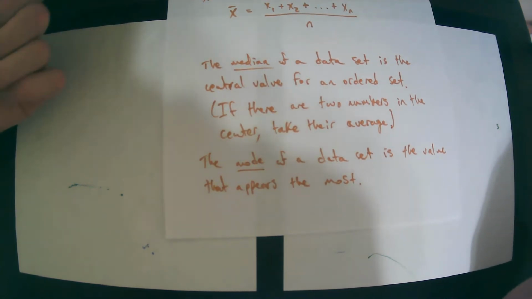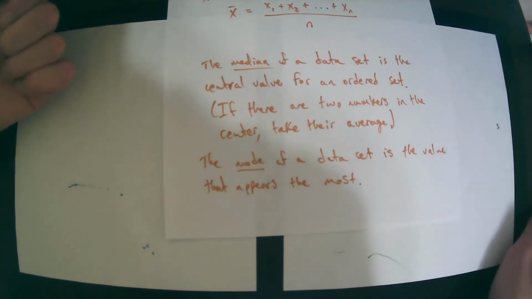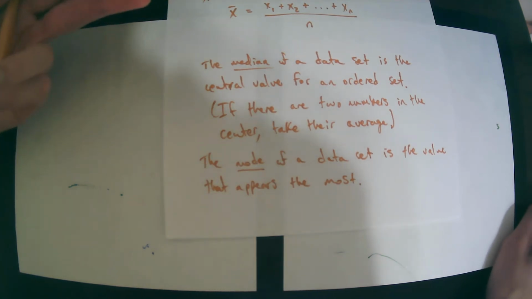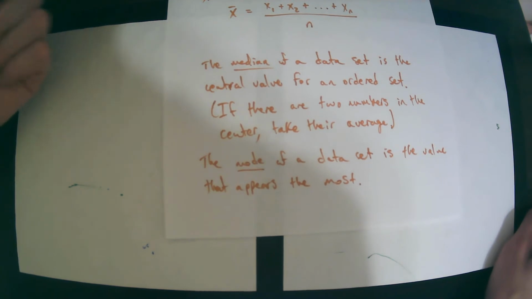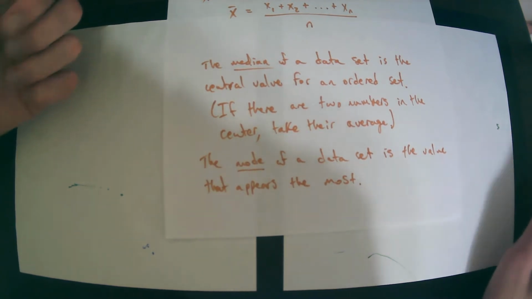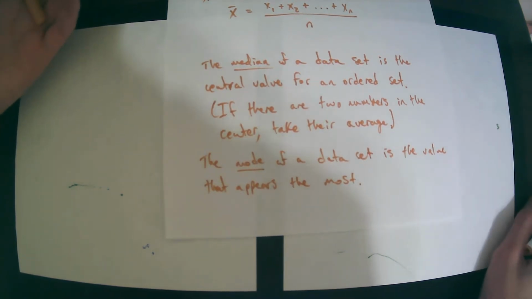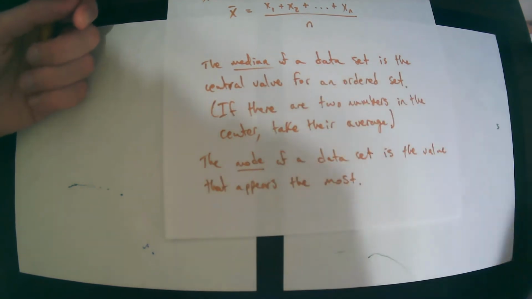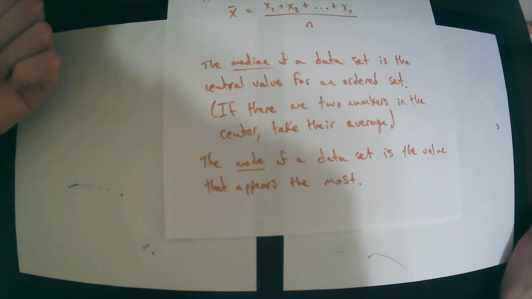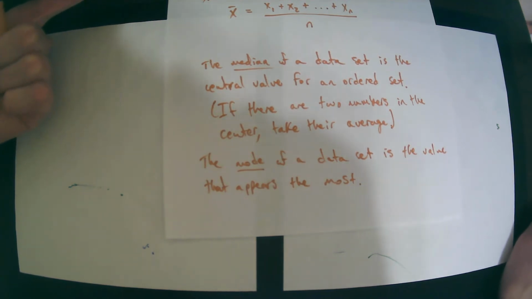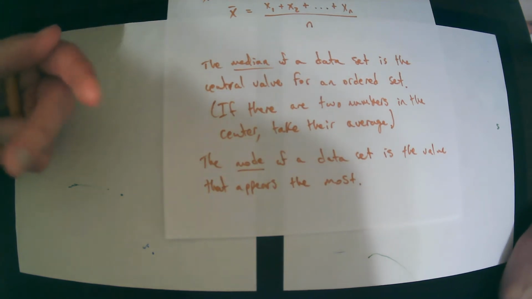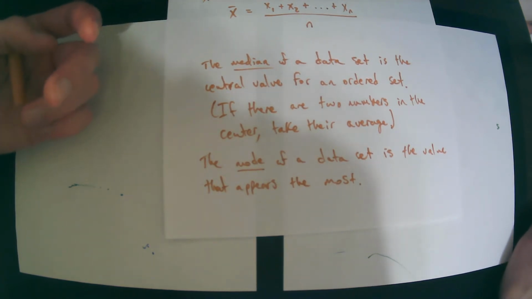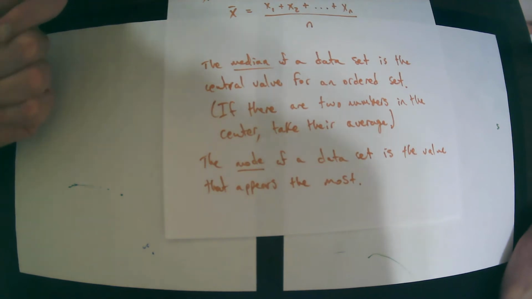But what if our number set was 1, 1, 2, 2, 3, 4, 5, 6? Then that would be called bimodal because it would have 2 modes. It would share a mode between the 2 values that were repeated the most. And if it's got more than 2 modes, it's called multimodal. So with mode, you can have a single mode, which is the most normal example, you can have no mode at all, or you can have multiple modes. If there's two, we call it bimodal, and if there's more than two, we call it multimodal.